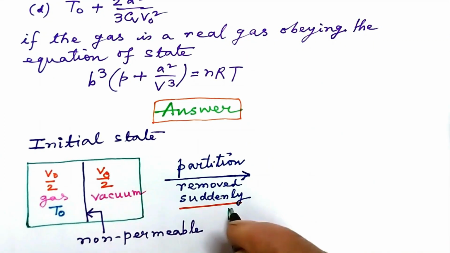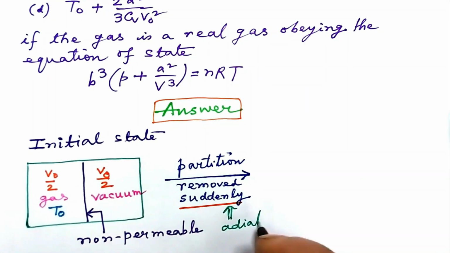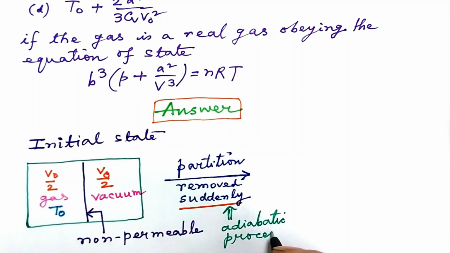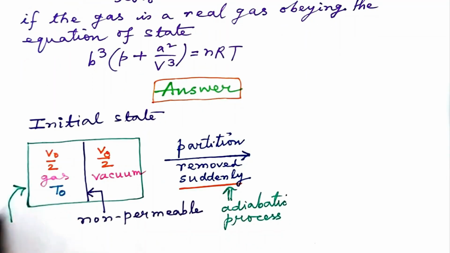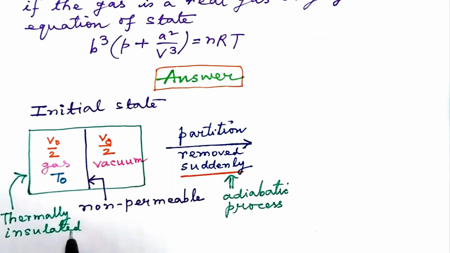Such sudden removal means that the process of removal is an adiabatic process, and the container is thermally insulated, meaning that no heat can enter into the container from outside. Neither can any internal heat escape through it.